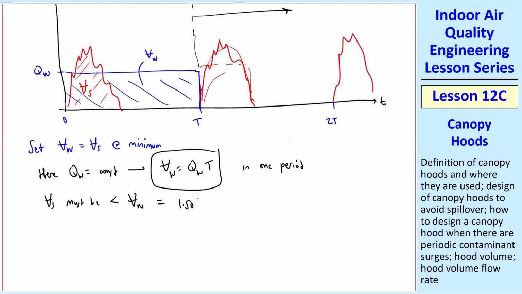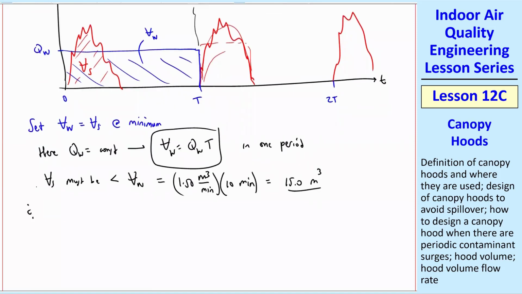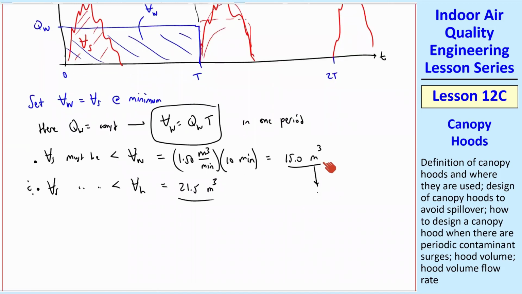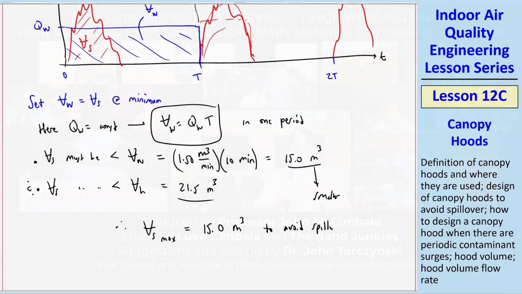Qw was 1.50 meter cubed per minute, and capital T was 10 minutes. So you see the minutes cancel and we get 15.0 meter cubed. And remember our two criteria, Vs must be less than Vh, 21.5 meter cubed. So whichever one of these is smaller, this one is smaller. And so my answer would be Vs max is 15.0 meter cubed to avoid spillover.